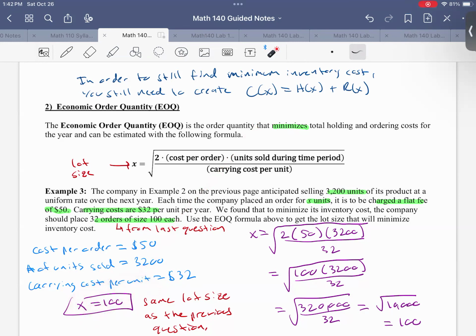You could even find the reordering quicker too. You could just divide the 3,200 by the lot size like we did. But in order to find that minimum inventory cost, you would still need to create this, but that's not too bad. You're still just given everything in this question. You just have to create this and plug in what you calculate here. So just a little warning about that, but this is just a quicker way to find the lot size if you prefer this.